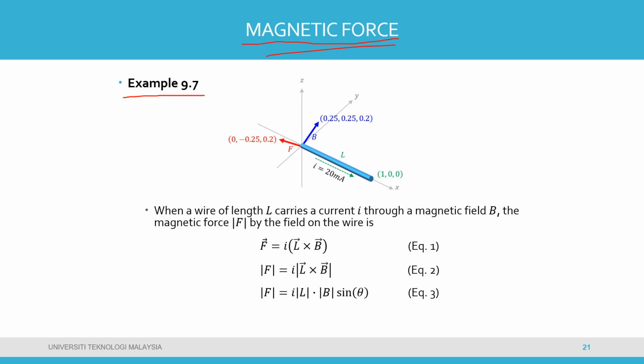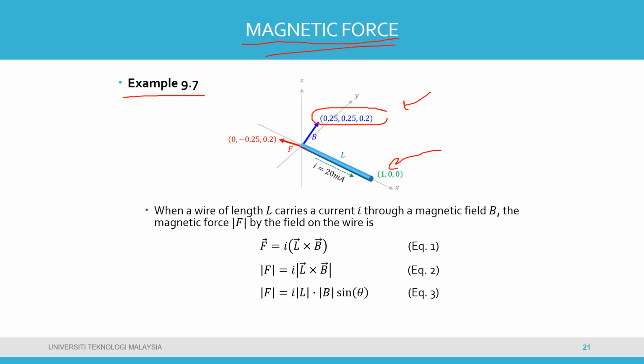You have a current here moving 20 milliampere in the direction x. That's why it is 100, because it's moving to x. And you have the magnetic field B, in the direction of 0.25, 0.25, and 0.2. This is 3D. So what is the direction of the force on the wire?